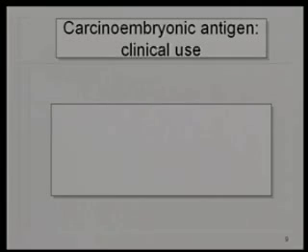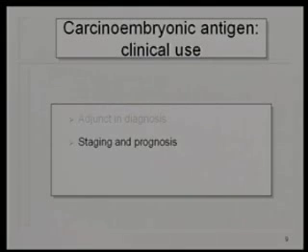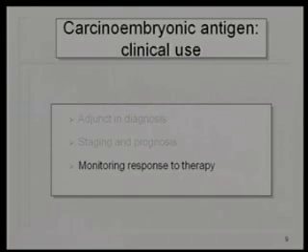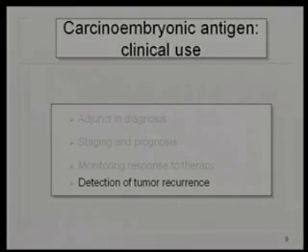monitoring. Okay, CEA is a similar antigen, but not in this case for liver cancers; colon cancers is more characteristic of it, although it has been seen increased in mammary tumors and some other tumors as well, so a broader range of tumors. It is once again used for staging and prognosis, monitoring response to therapy, and detection of tumor recurrence.